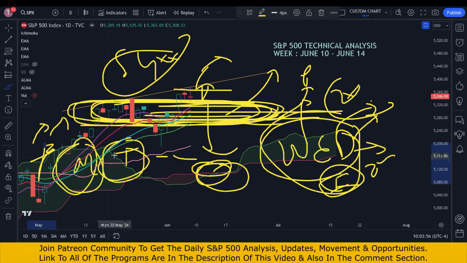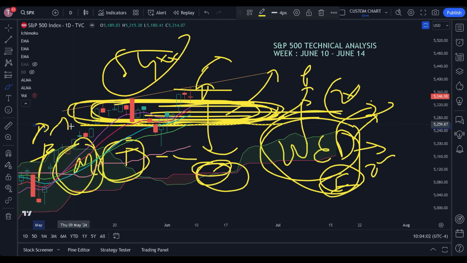Okay, so there is no guarantee that if the S&P 500 is moving up, then during the FOMC press conference it will come down. No, it can keep on moving up if the Federal Reserve Chairman goes dovish. Okay, it all depends on what happens.